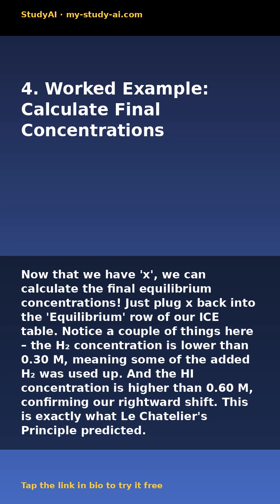Notice a couple of things here. The H2 concentration is lower than 0.30 M, meaning some of the added H2 was used up, and the HI concentration is higher than 0.60 M, confirming our rightward shift. This is exactly what Le Chatelier's principle predicted.